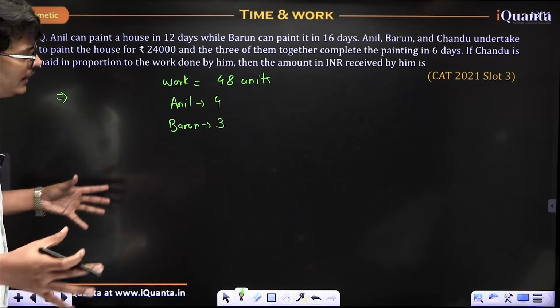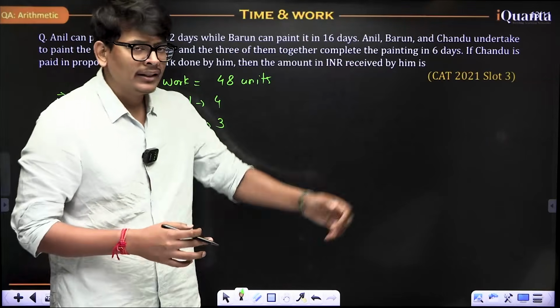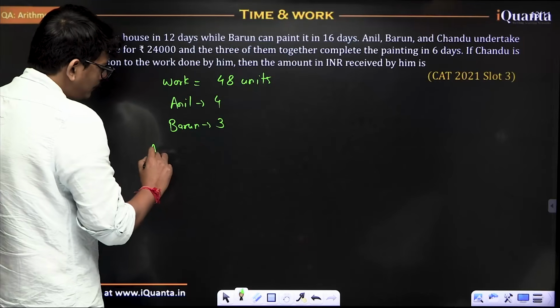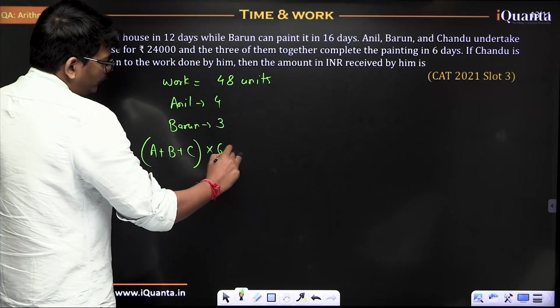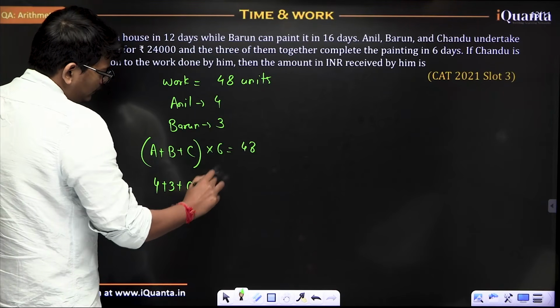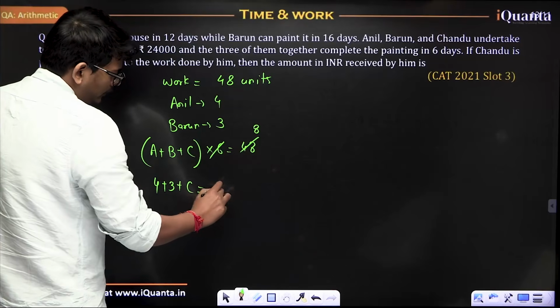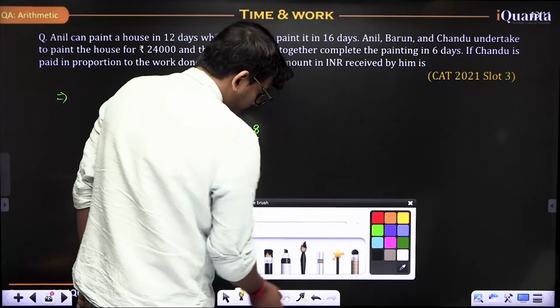Now when these 3 people, Anil, Varun and Chandu, work together, they complete the painting in 6 days. So I can say A plus B plus C into 6 is equal to 48. So 4 plus 3 plus C, this got cancelled out. Okay, so C is equal to 1. C is equal to 1.